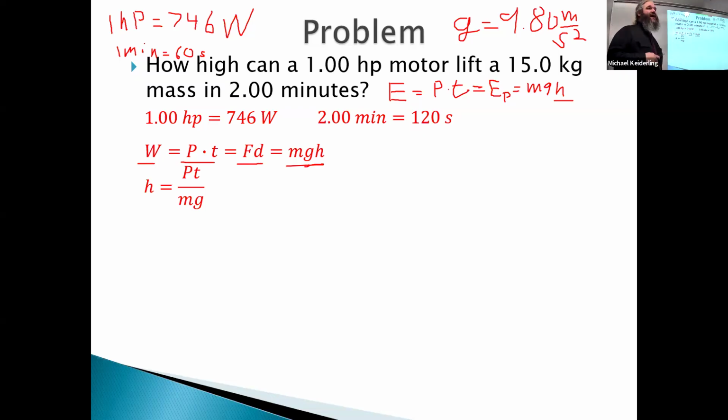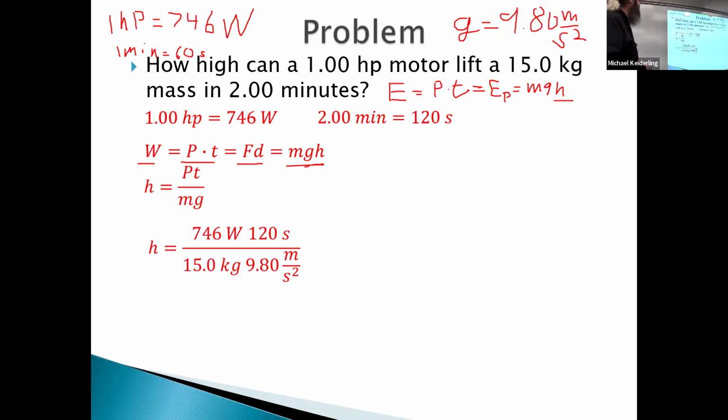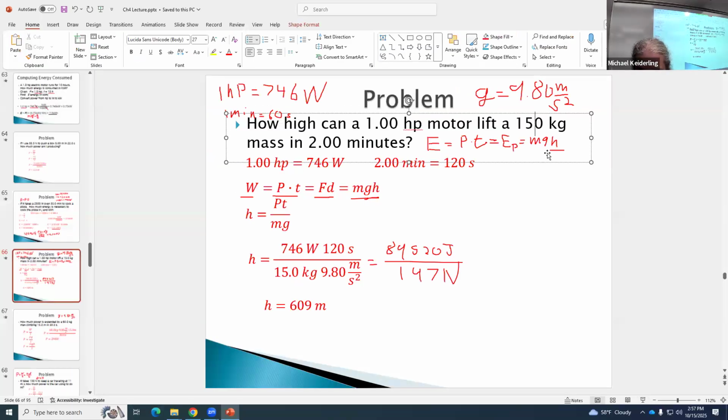And I really should have increased the mass here to 150. So 746 watts times 120 seconds over 15 kilograms times 9.8 meters per second squared. The height in question is 609 meters, which is a little bit ridiculously large. And in fact, I'm going to quickly change this so it is 150. Because that number is ridiculous.